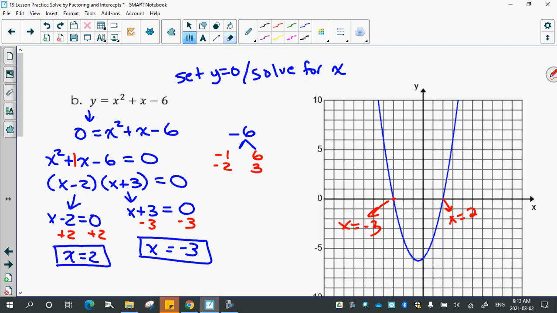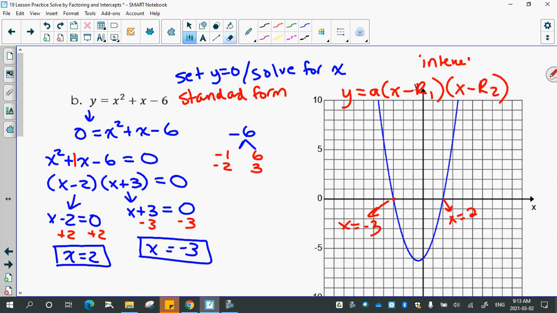Yes? If we want to write it in intercept form, this is the pattern we want to follow. So this is standard form of a parabola. This is called intercept form of a parabola. So our A is the same again, it's a 1, which I don't need to show. X minus -3, x minus 2. Okay? And then when you subtract a negative, you add. So that's what the parabola would look like in intercept form. Okay?